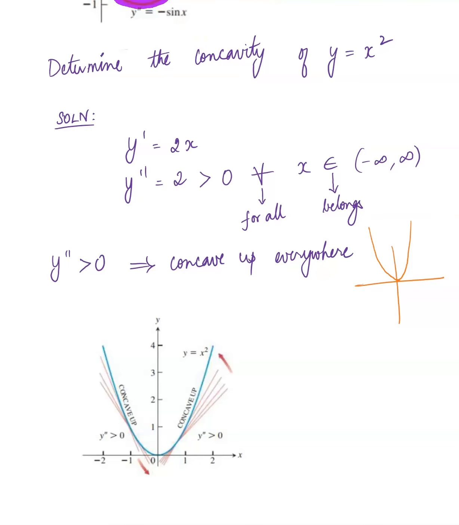So you can kind of twist this question. What if it was y equals negative x squared? What's the concavity of y equals negative x squared? That's going to be concave down everywhere, because if it is y equals negative x squared, y prime will be negative 2x, y double prime will be negative 2. That's going to be less than 0, which means it's going to be concave down everywhere for all x. Yeah? All right.